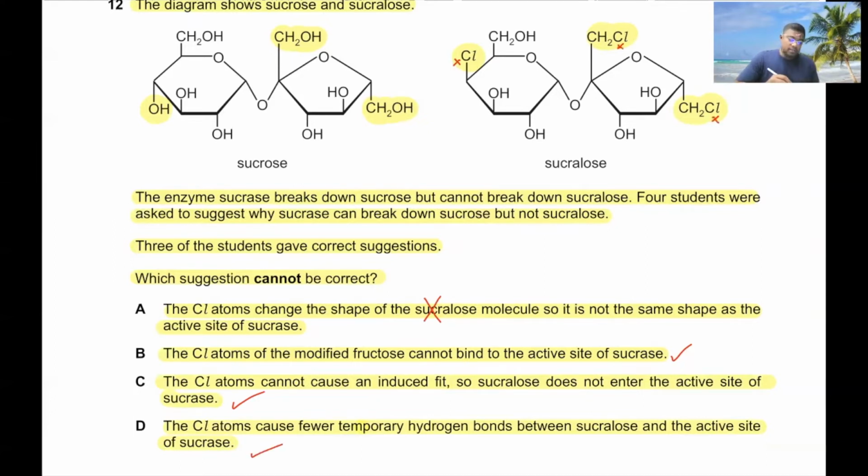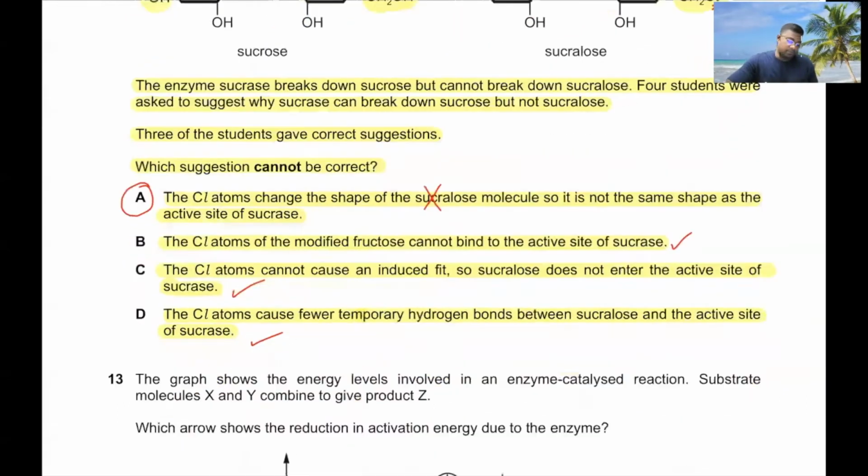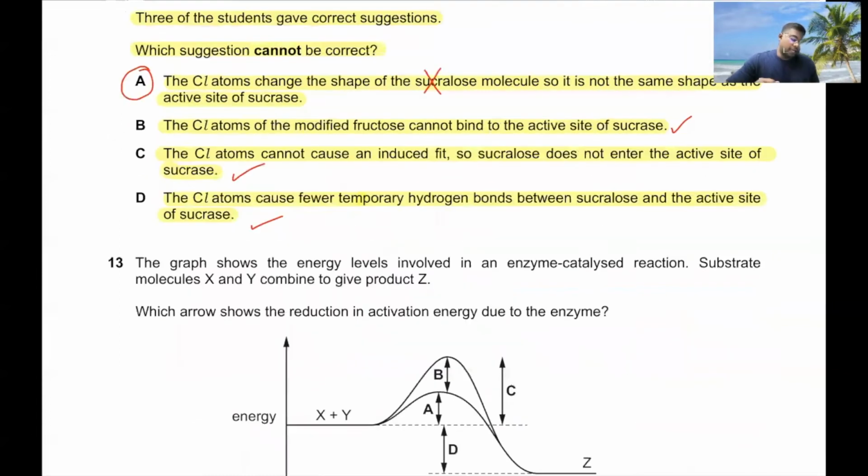So since the question says which suggestion cannot be correct, that is A. The suggestion was the chlorine atoms change the shape of the sucralose molecule. We don't necessarily see the sucralose molecule to be changed in shape, so that it is not the same shape as the active site of sucrase. We don't know about it and precise data is not available. So option A is definitely wrong.